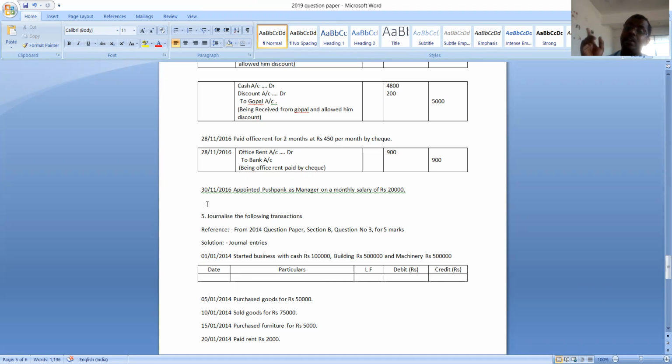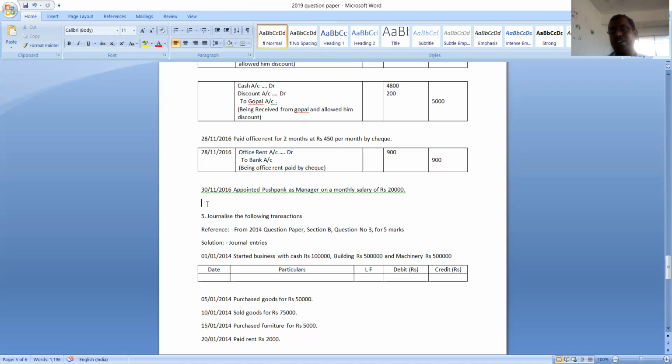So when they pay his salary, at that time we should pass the journal entry. What I wanted to say is there is no need to pass an entry for this particular statement, and we cannot call it a transaction. It is a kind of event. You cannot pass a journal entry for this, because exchange activities have not yet taken place. When they pay salary to Pushpank, only then should you pass the journal entry.